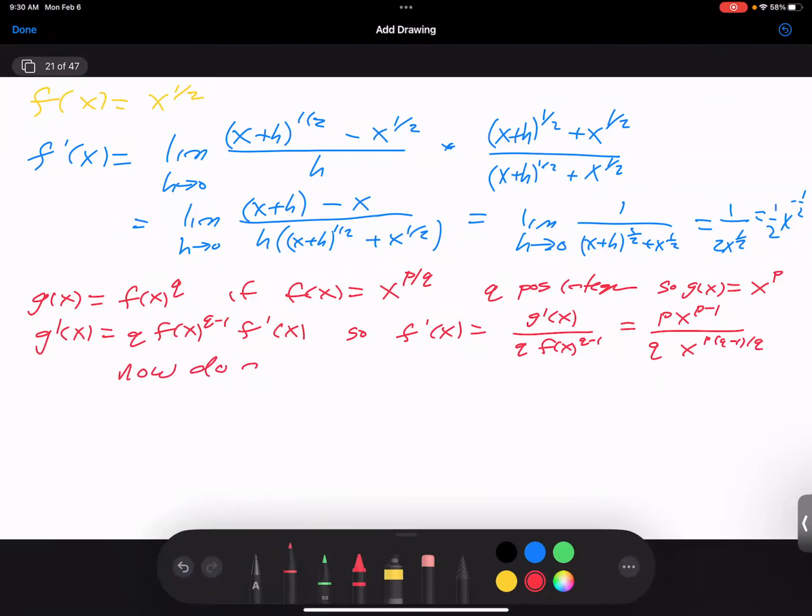Now do algebra, and you see we get f prime of x is p over q times x to the p over q minus 1. So I'll let you do the rest of the algebra because I want to review more calculus. I strongly urge you to go through this. It's a way to make sure that you're comfortable with the algebra that we need. But the idea is to prove the derivative.